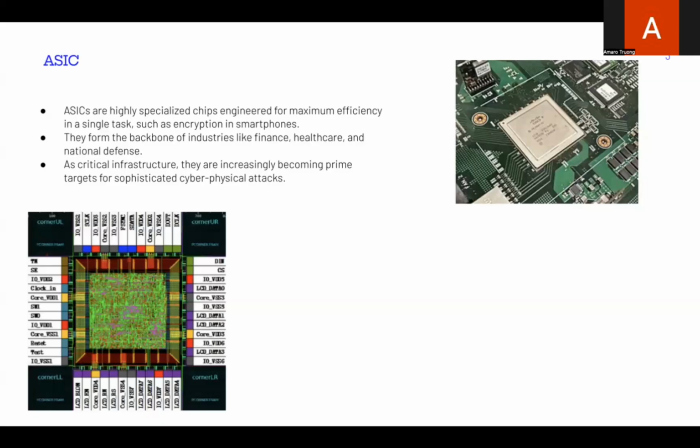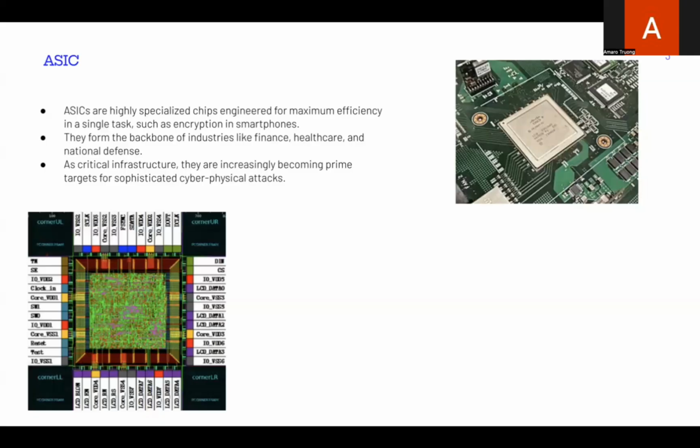An example is, what if in your smartphone there's an ASIC that is responsible for encryption of your data? They form the backbone of many industries such as finance, healthcare, and national defense. As a critical part of many industries' infrastructure, they're increasingly becoming a prime target for cyber attacks.